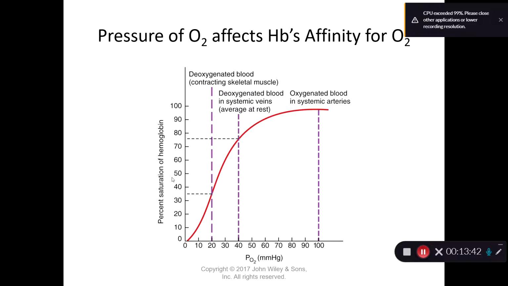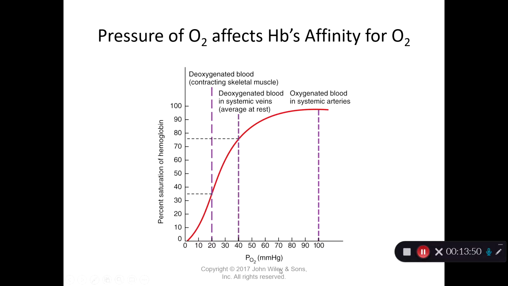First off, let's go ahead and organize ourselves, wrap our minds around an XY plot with a line. The x-axis here is the pressure of oxygen in millimeters of mercury. And the y-axis is the percent saturation of hemoglobin in percentage points. Remember that 100% can never be exceeded.